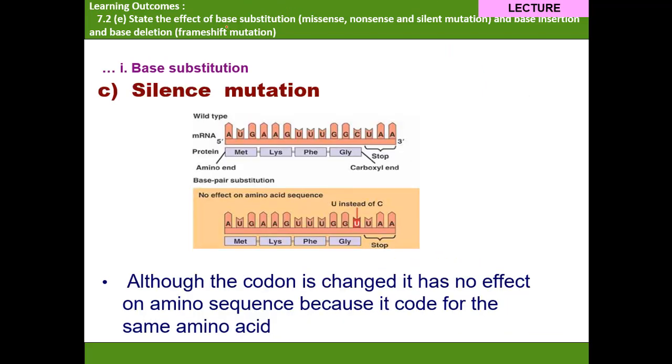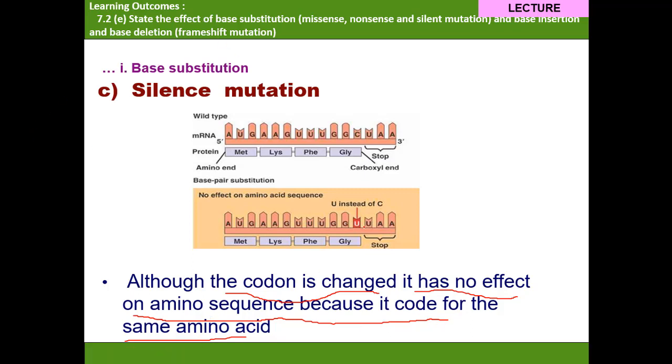And the last effect of base substitution is silent mutation. Silent mutation refers to when the codon is changed, but it has no effect on the amino acid sequence because it codes for the same amino acid. So although the codon is changed, it has no effect on the amino acid sequence because the same amino acid is being produced.